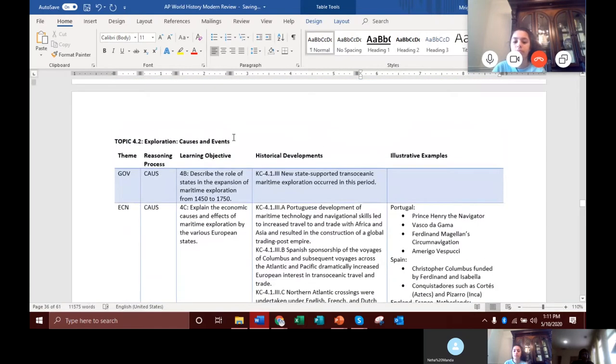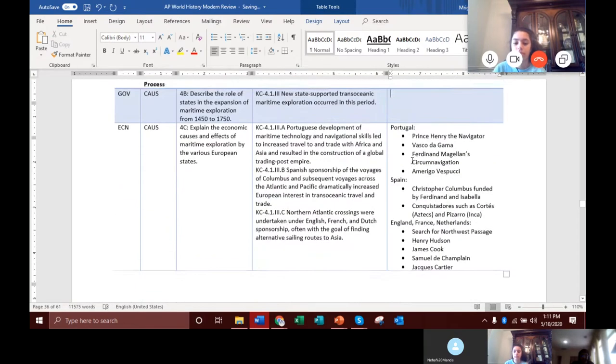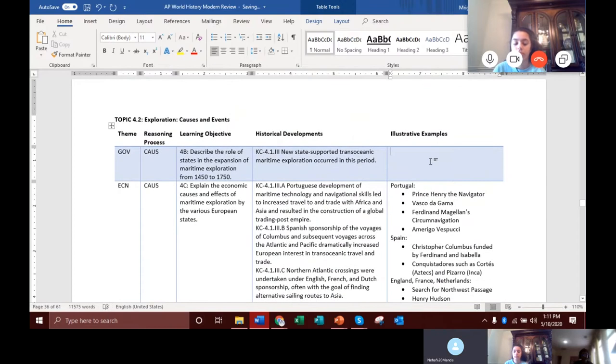Okay. Moving on, causes and effects. New state supported maritime exploration. So I think we kind of go into them over here, but we can definitely write down a list of all the different states. We have basically all the European states, right? We definitely have Portugal, England, Spain, France, Netherlands. Portugal and Spain are the big ones, I think, right? I'll bold them just so we know they're the big ones.